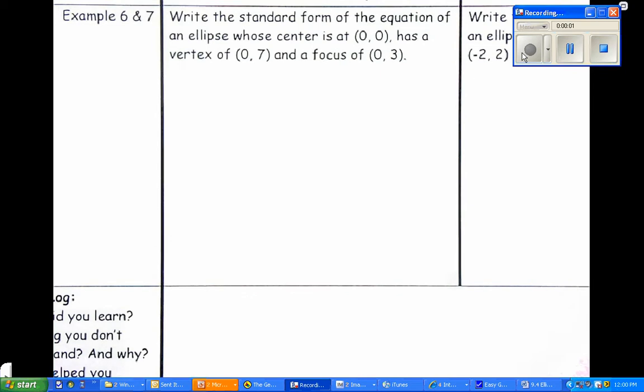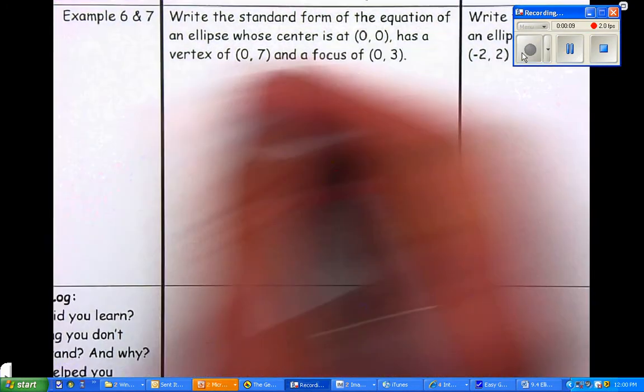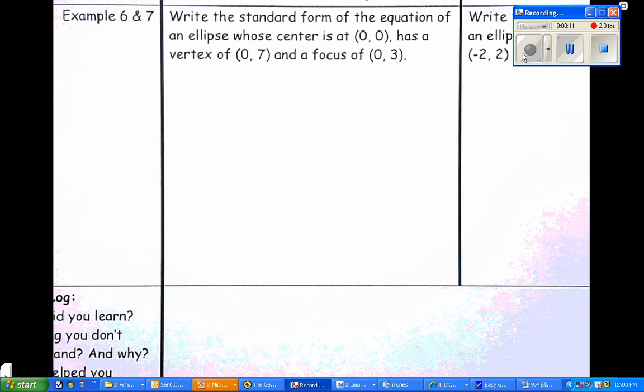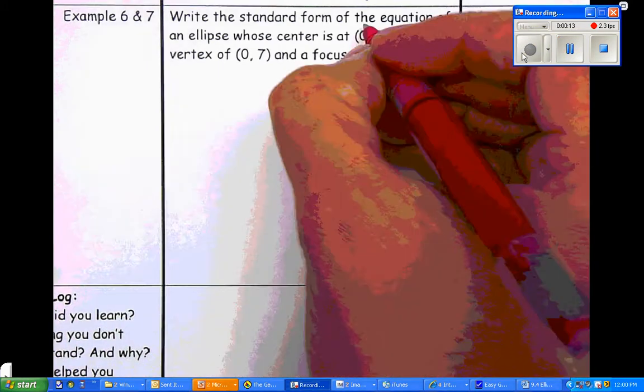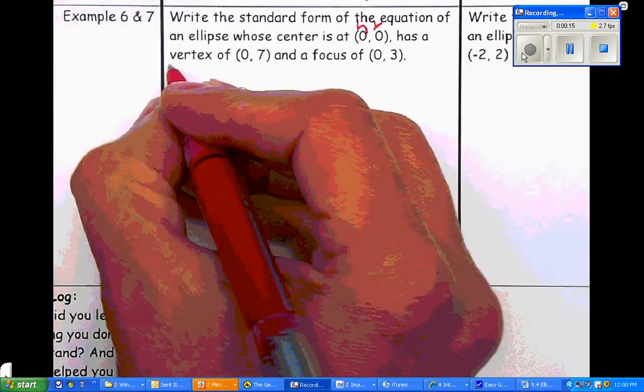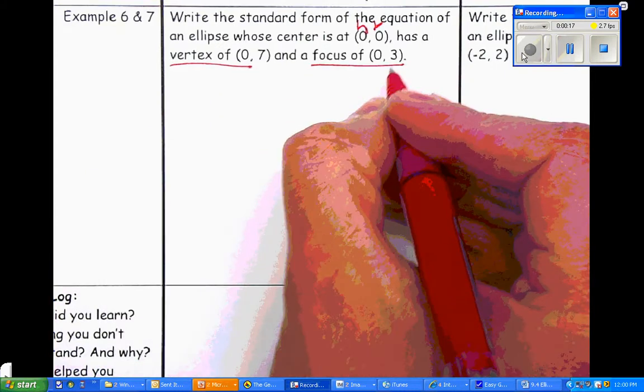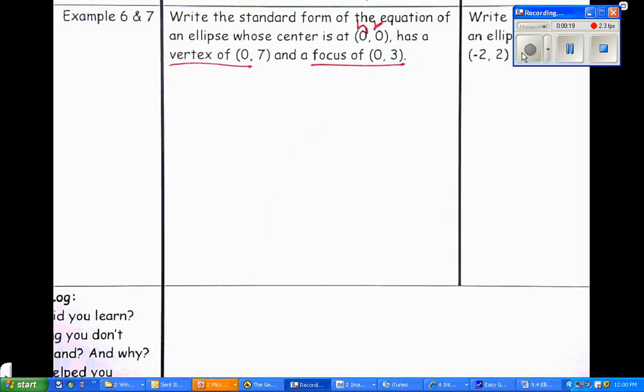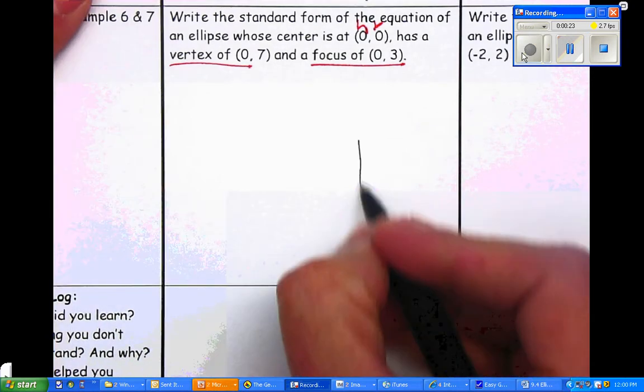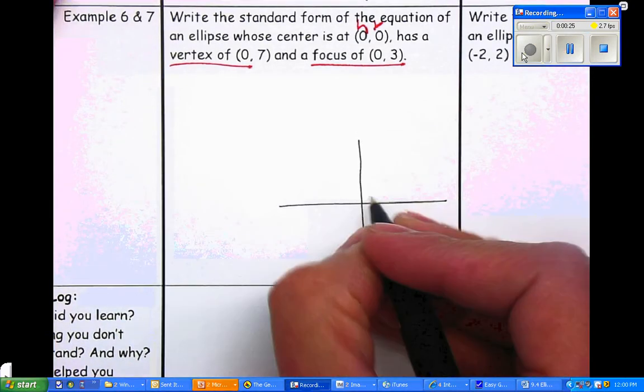Example number 6, they're asking us to write the standard form of an equation of an ellipse. The center is (0, 0). Remember, that's going to be your h and k. And they give you the vertex, and they give you the focus. They don't give you the co-vertex. So let's go and make a small drawing, a little sketch of the graph.